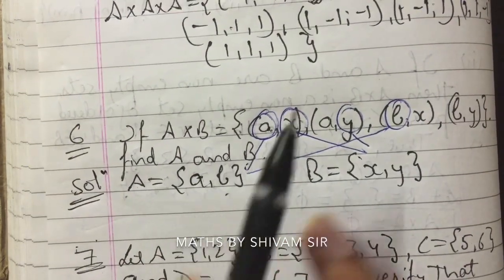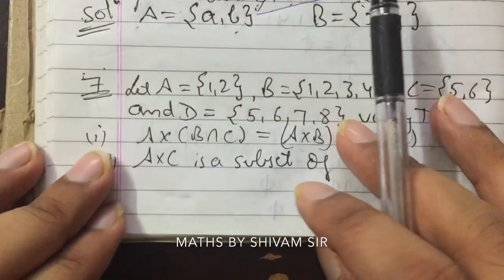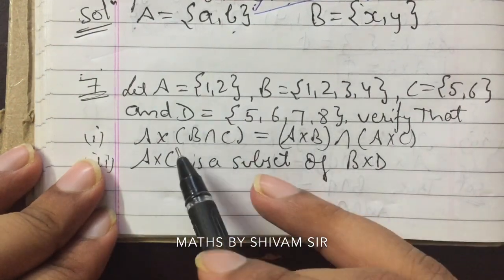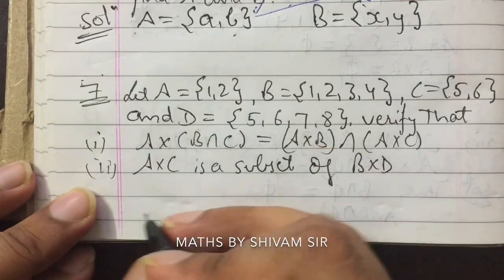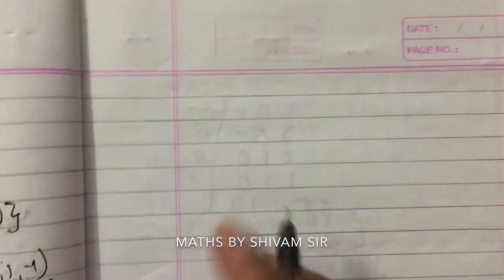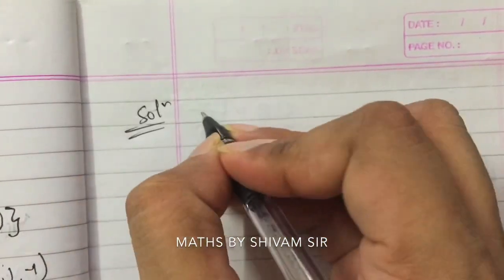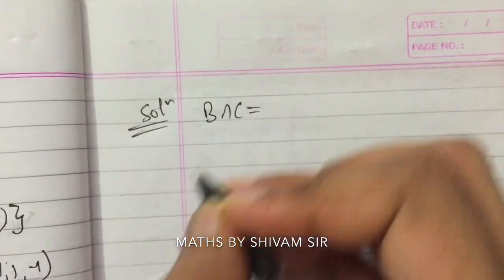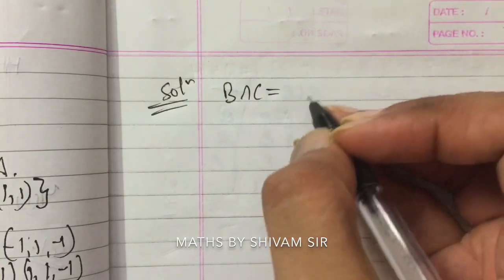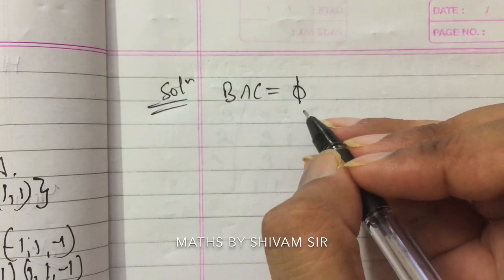Next, seventh question. You need not do it, just to make you understand, I've circled this. Seventh question, if A is this, B is this, C is this and D is this, verify the results. A cross B intersection C. So first let's find out B intersection C. Now B intersection C means B has 1, 2, 3, 4 and C has 5, 6. So intersection will be empty. There is nothing common between B and C.